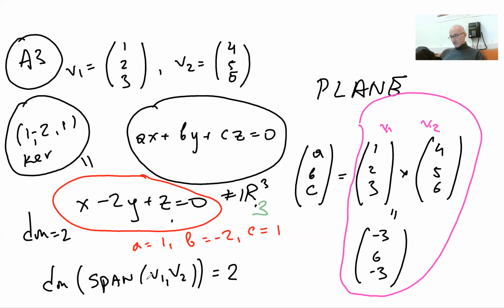The dimension of the span we know is 2, and the span is clearly contained here. Vector v1 is contained in this plane, vector v2 is contained in this plane. You can just check: substitute these two vectors in this equation and you get 0 equal to 0. So the span is contained in this plane. So the dimension of this plane should be bigger or equal than 2 and less than 3. So it is 2. This means that these two coincide. Okay, good.